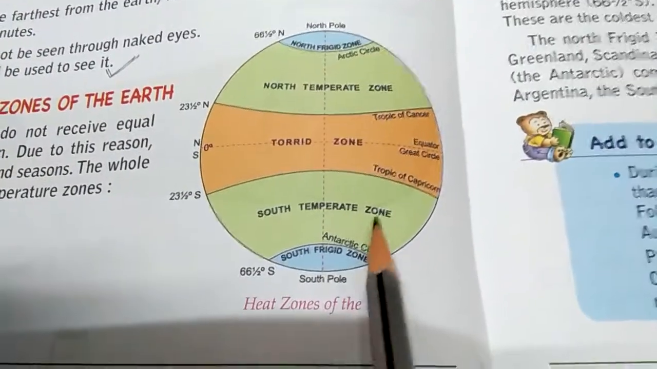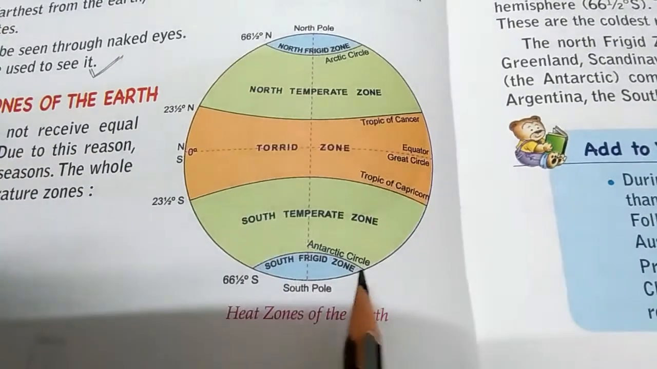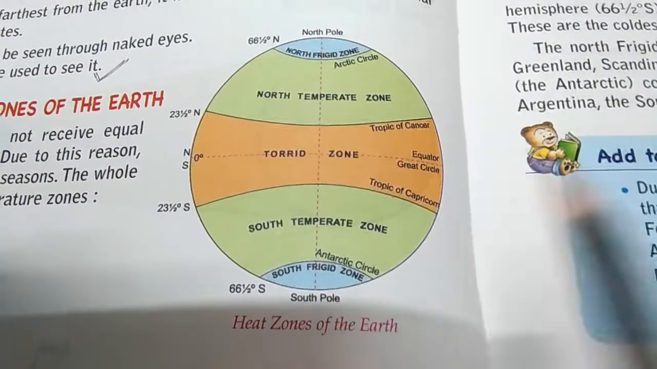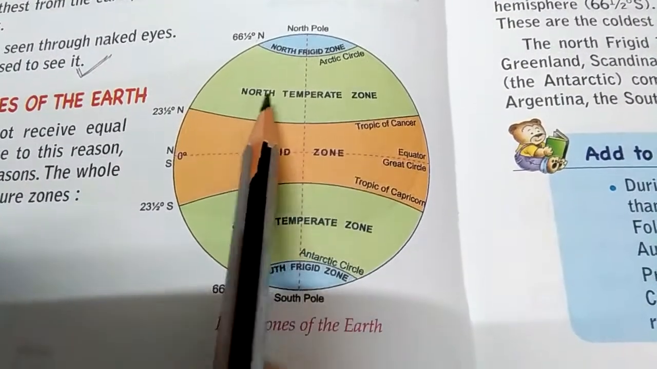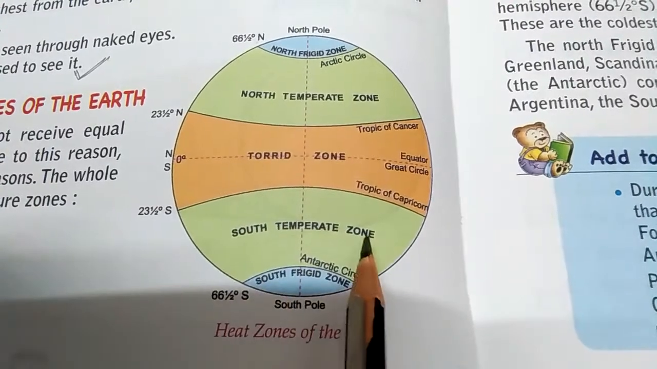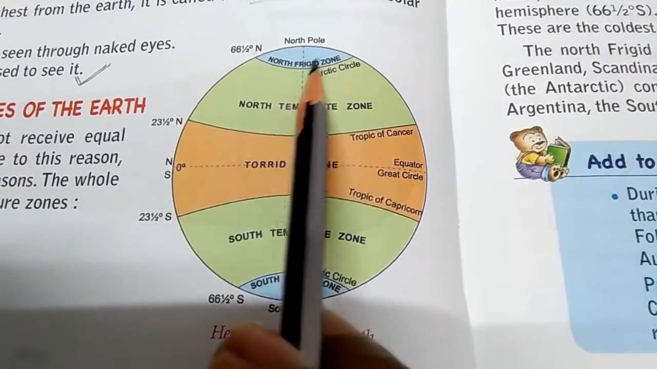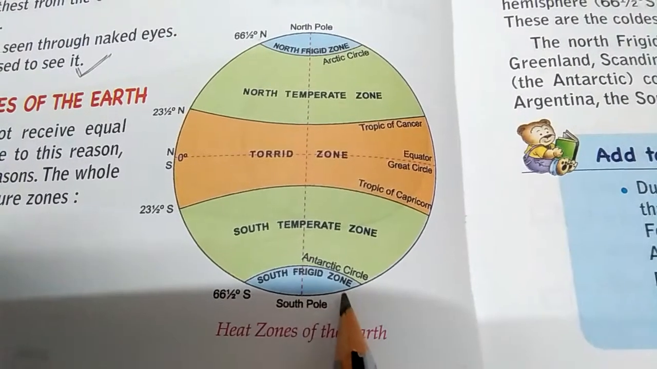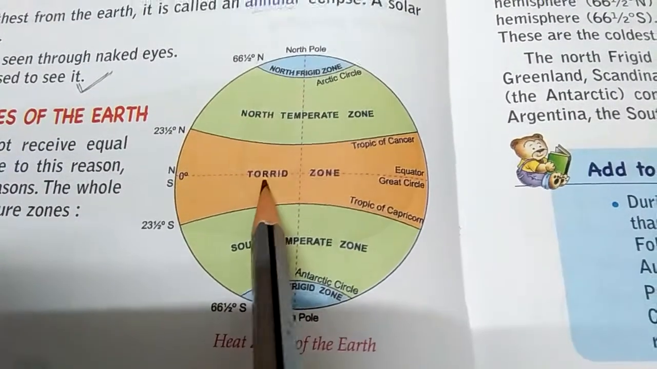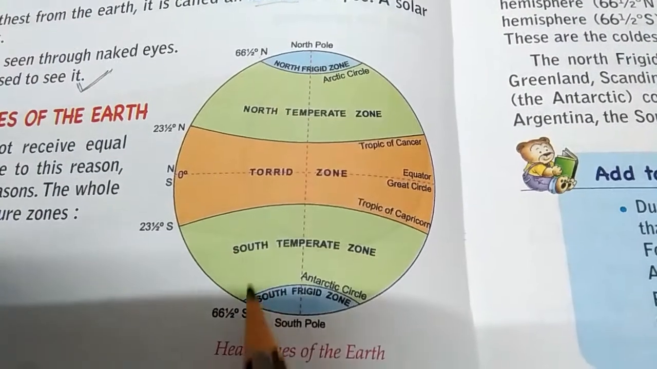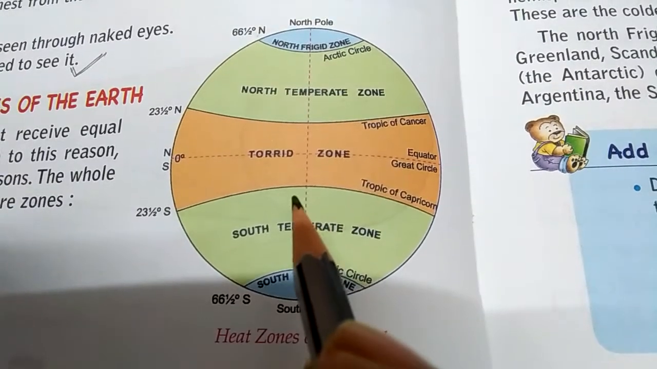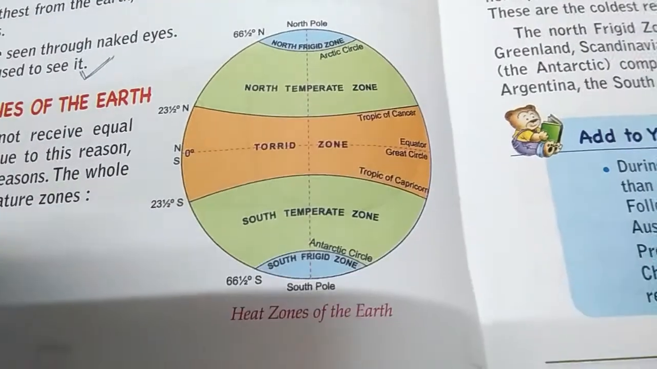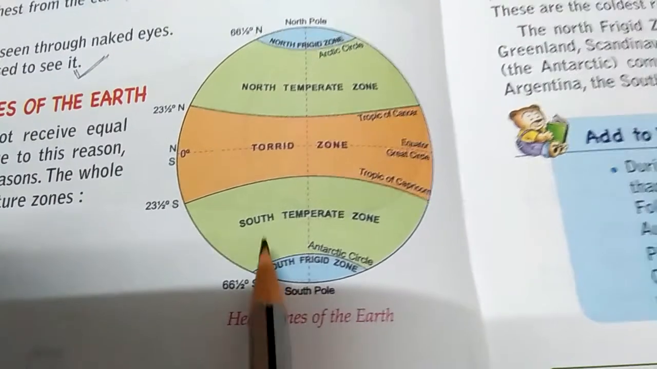So first we will see this drawing, this picture of earth, heat zones of the earth. You can see over here three zones are marked: torrid zone, then north temperate zone and south temperate zone, and the north frigid zone and south frigid zone. So we have got three zones: torrid zone, temperate zone and frigid zone. Now from which latitude to which latitude are the torrid, temperate and frigid zones found?